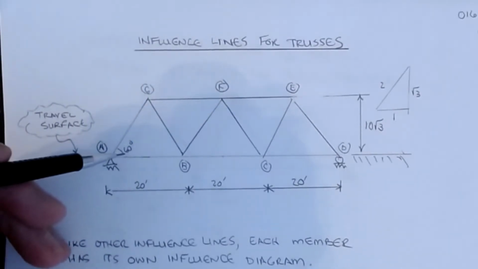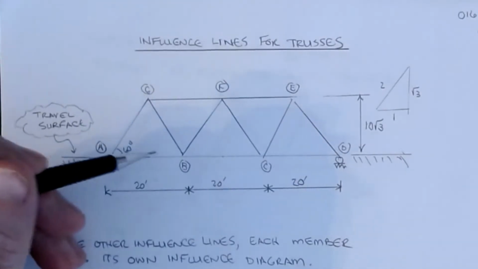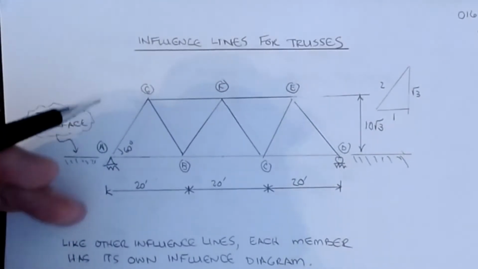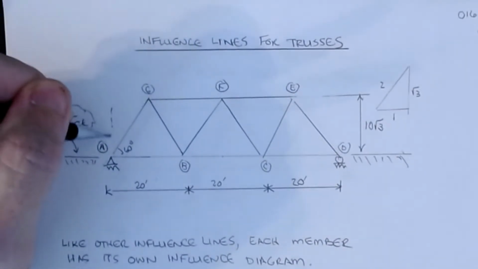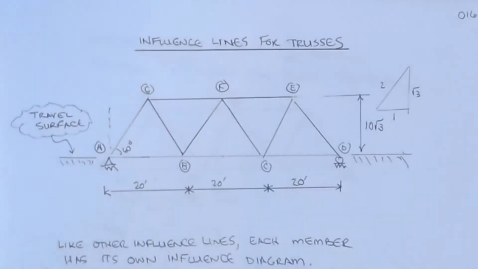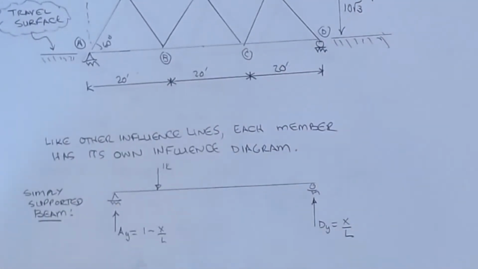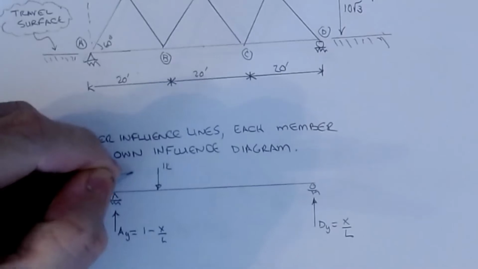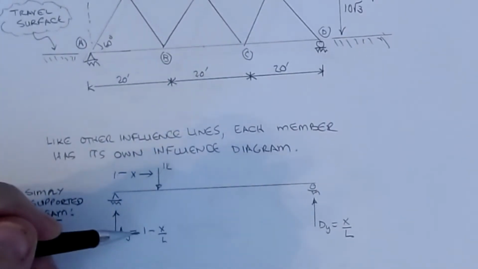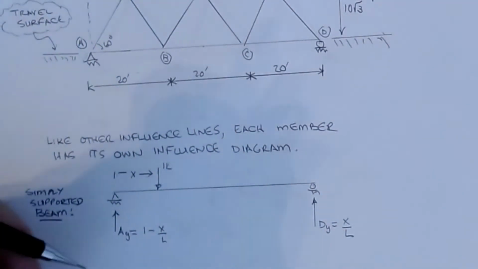Now, all we do is set up our approach the exact same way. I'm going to move this force along this travel surface as some variable x, usually with the reference at A, and then we're going to compute the effects of putting that load at different locations. When we did it for beams, for a load at any x, we know that the reaction Ay was 1 minus x over L, where L is the span, and then Dy was x over L.